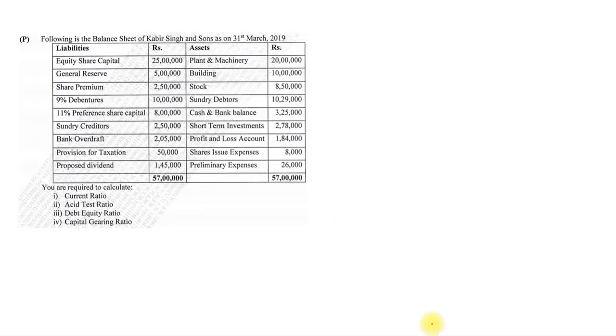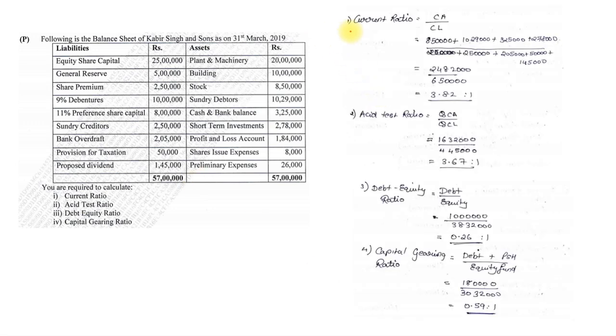The second question reads out as: the balance sheet is given to us and they're asking us to calculate four ratios. First is the current ratio. Now let us see how to start. Current ratio is nothing but current assets upon current liabilities. Now, in current assets, what are the things that we have? We have stock, we have debtors, we have cash balance, we have short term investment.